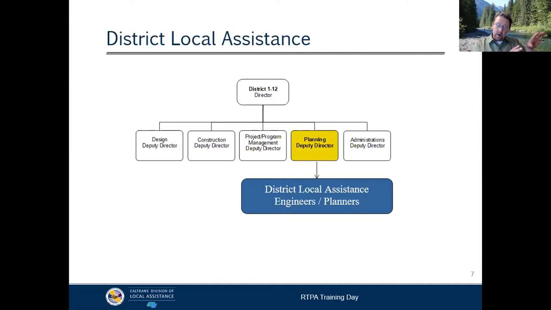And just like at headquarters, where we're with planning over in Planning and Modal Programs, similarly, in the districts, local assistance is frequently housed under the planning deputies, okay? So we're right next to your regional systems transportation planners that do your PID documents for any of you that are working in partnership with us on on-system or on-state highway projects. Well, that's basically where we're located out at the district.